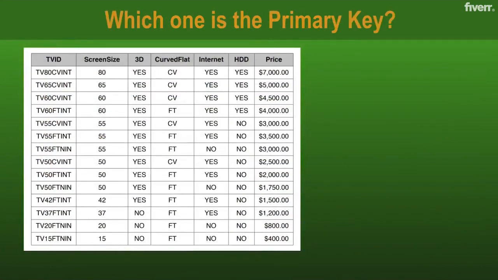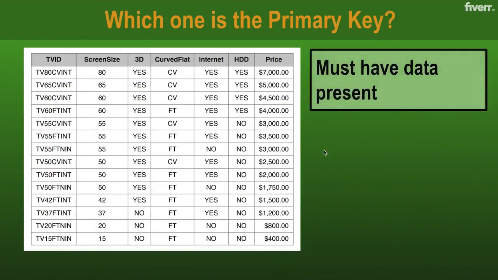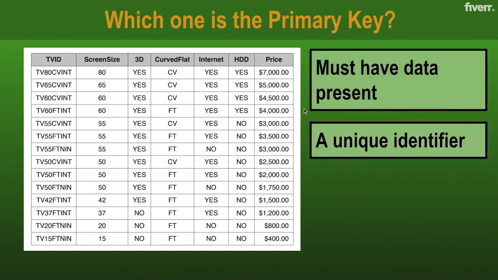Okay, now in this table, which one is the primary key? Take a look at this table and tell me. One of these fields is a primary key. It must have data in it. It cannot be blank. It is a unique identifier and it does not contain any duplicates.